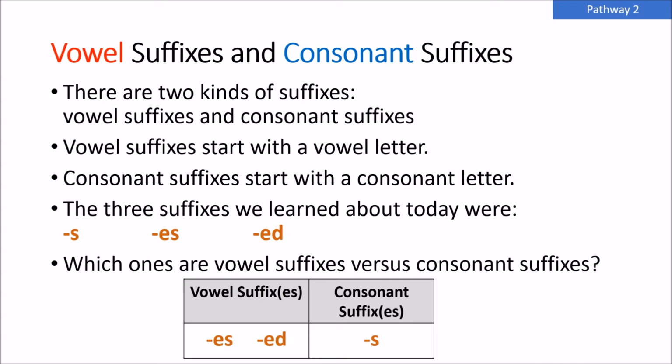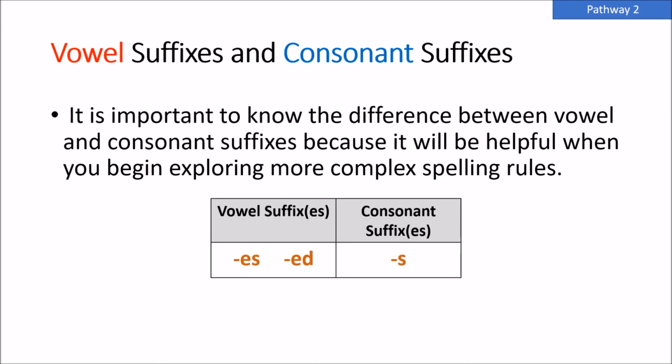Out of the suffixes that we learned today, the two that were vowel suffixes were ES and ED because they started with the vowel letter E, and the consonant suffix that we learned today was the S because S is a consonant and that is the only letter within that suffix. It is important to know the difference between vowel and consonant suffixes because it will help when you begin exploring more complex spelling rules.